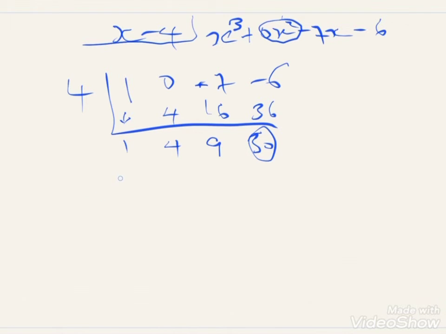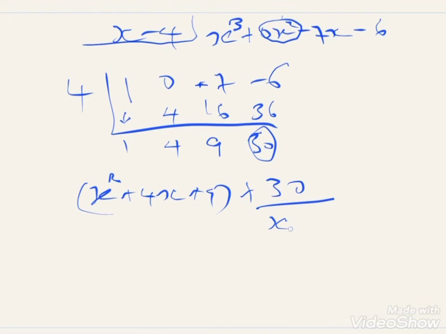30. Therefore, in standard form, I will now have 1 times the quadratic term, which gives me x squared plus 4x plus 9, then plus my remainder, 30 over x minus 4. So 30 is my remainder, whereas the quadratic term here is the quotient. This can still be simplified by the almighty formula. All right, hope you found this helpful. Let us do one more example to end the video.